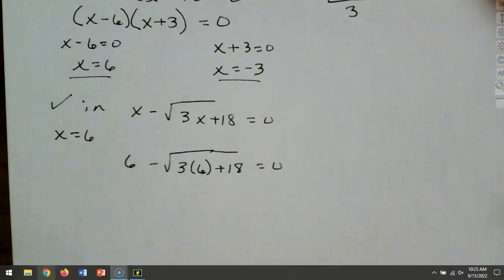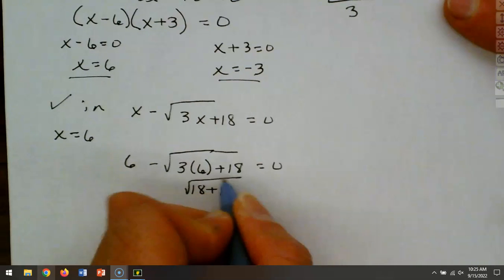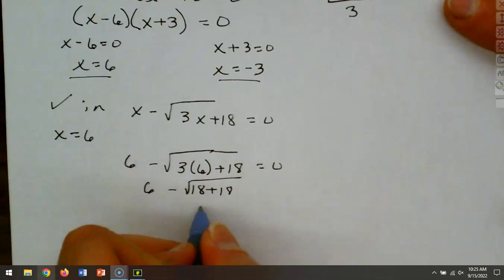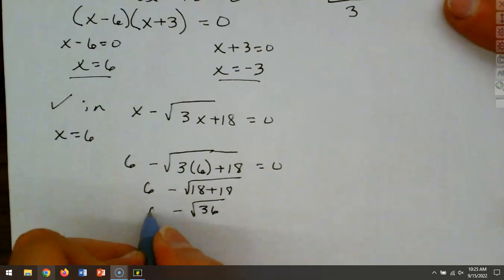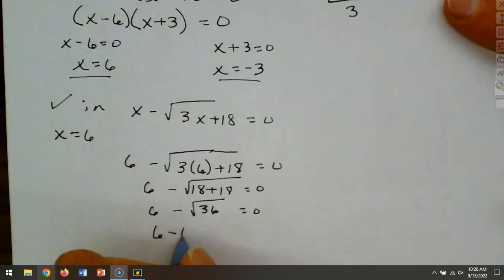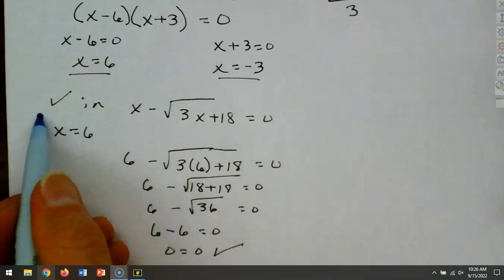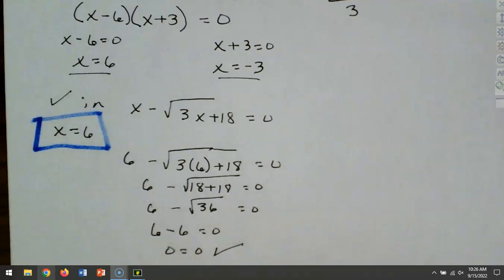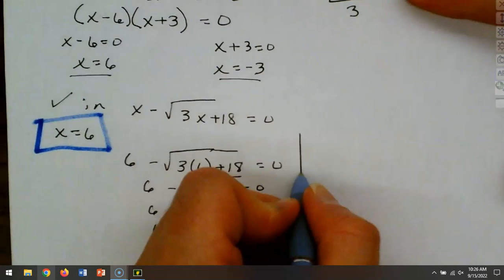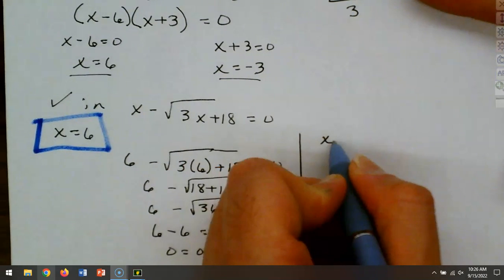Okay, 3 times 6 makes it an 18, and that's a 36. And what's the square root of 36? 6. And so does this work? Yes, it does. So this one works. The other one is not going to work, and you have to be very careful with the signs. So x equals 6 did work. Negative 3 is not going to work, and let's see why.